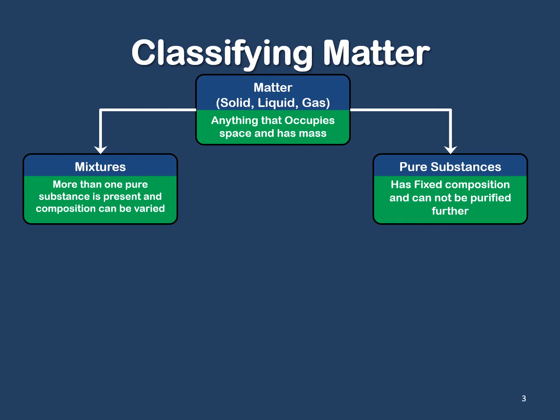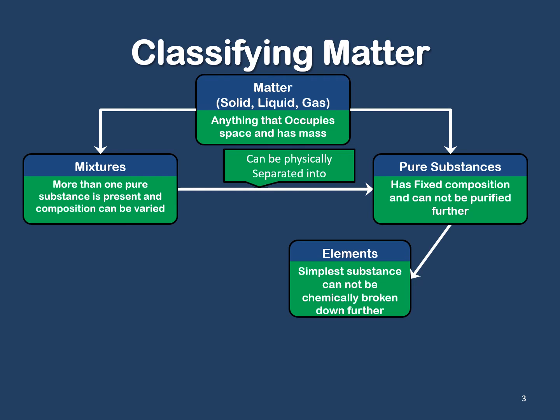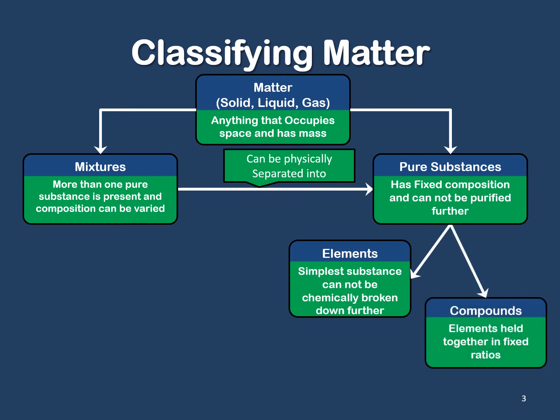Mixtures, on the other hand, are made up of more than one substance. So we took two pure substances, we put them together, now we have a mixture. We can separate mixtures physically into pure substances using physical properties. Pure substances can then be broken up into two other groups, elements and compounds.